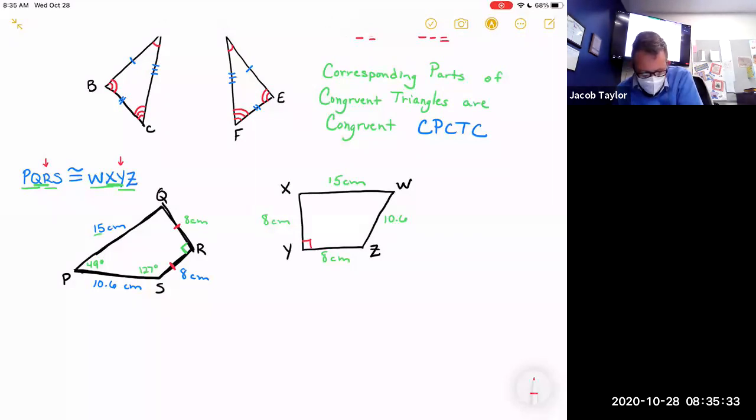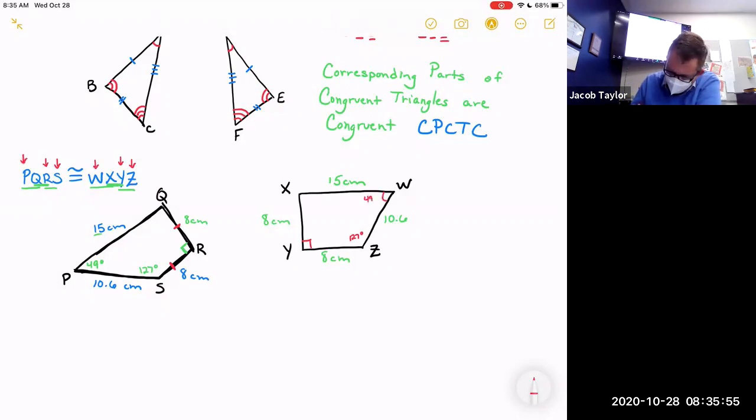Let's do one of the ones we have, 49 and 127. Where do those go? 127 is at Z because angle S and angle Z are in the same spot, and angle S is 127. Good. W and P are in the same spot, 49 degrees.